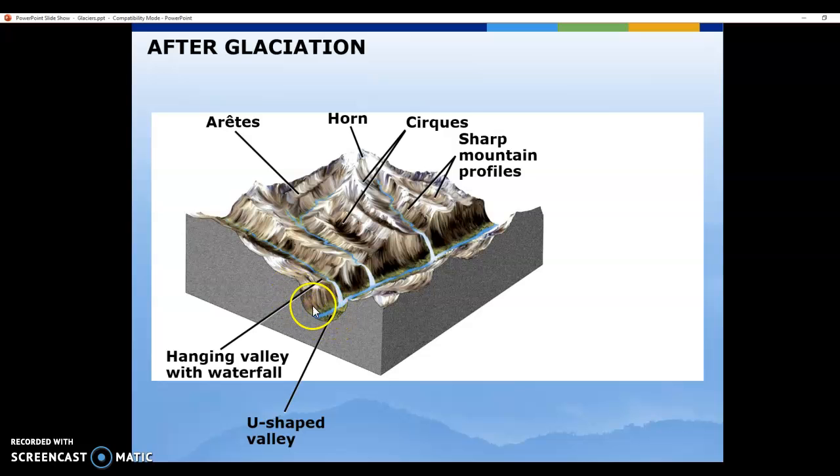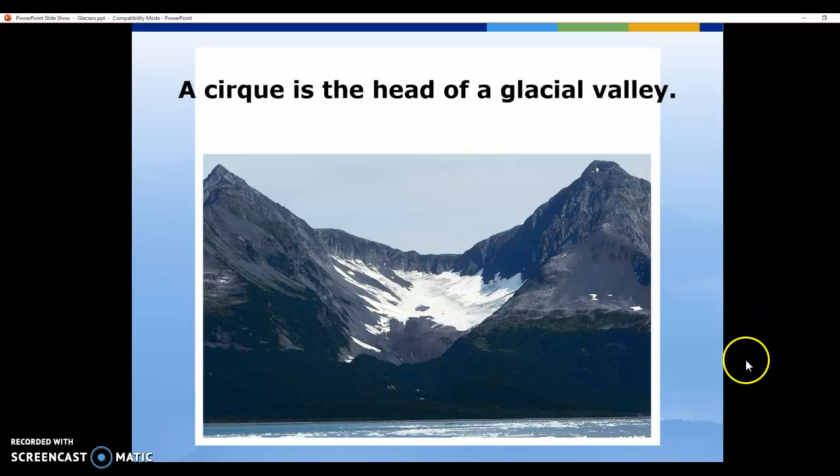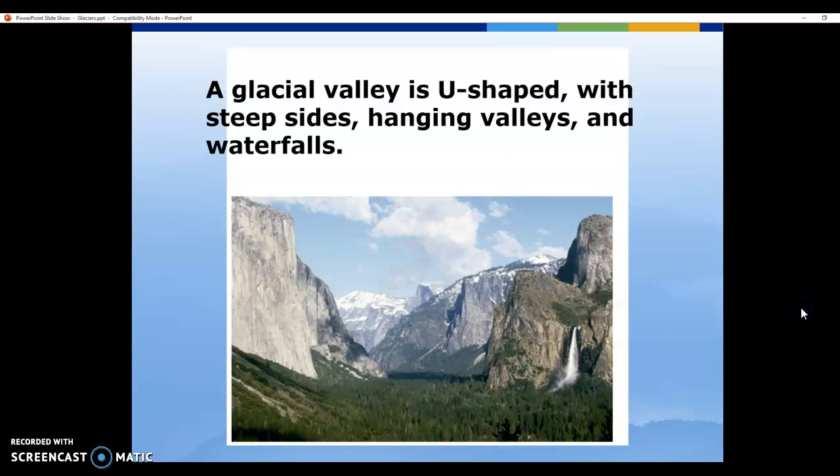All right, so here's our U-shaped valley. We have this hanging wall, so it's not uncommon to see these beautiful waterfalls coming out. And then we have just a series of terms here that you'll interact with a little bit on the FET. All right, so here we have this nice bowl or cirque that is the head of the glacial valley. These very jagged crests called arêtes. There's our U-shaped valley with its hanging wall with a beautiful waterfall.